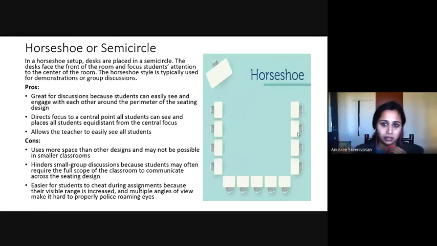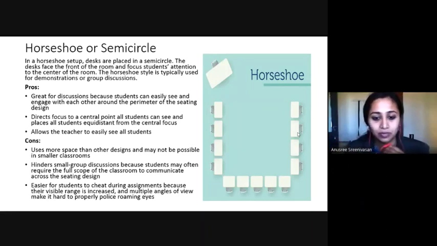Then it is easy for students to cheat during the assignments because their visible range is increased. Students can all see each other, they can cheat easily, but the teacher can only focus on one group at a time. So the teacher cannot see all of them at a time. So in that case, it is easy for them to cheat.